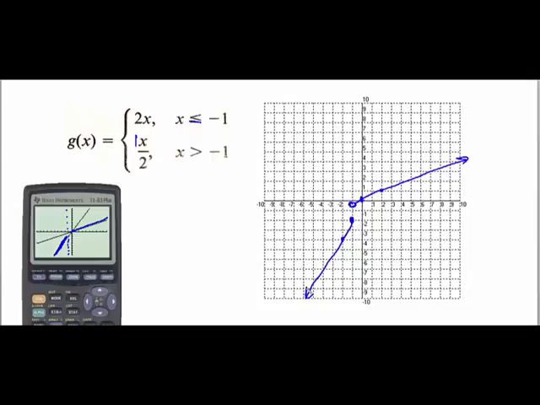So in review, this graph was 2x until it got to negative 1. It landed on negative 1 for my vertical line there, and then jumped to this equation. It's an open circle because of greater than, and now it's x over 2 to positive infinity. So that is your first piecewise function.